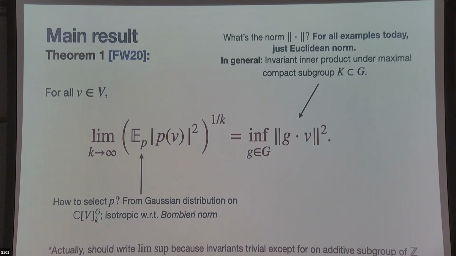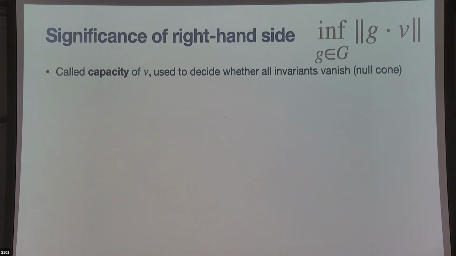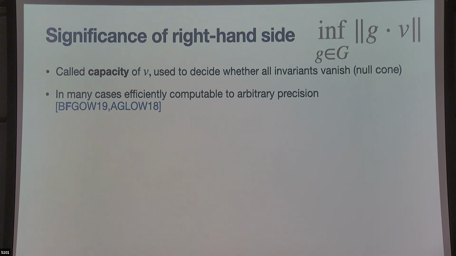All right, I'm going to tell you what I think it means and how I interpret each of these sides. First of all, this right-hand side, this distance, is something that I care about a lot and have worked on a bunch. For whatever reason, it's called the capacity of the vector v. And we actually compute it to decide whether all the invariants vanish. It turns out that in a lot of cases it's computable to whatever precision you want, and in many cases it's actually efficiently computable.